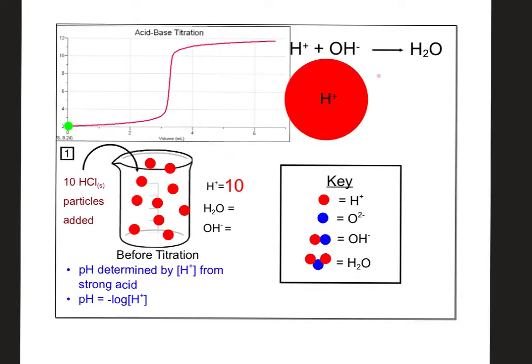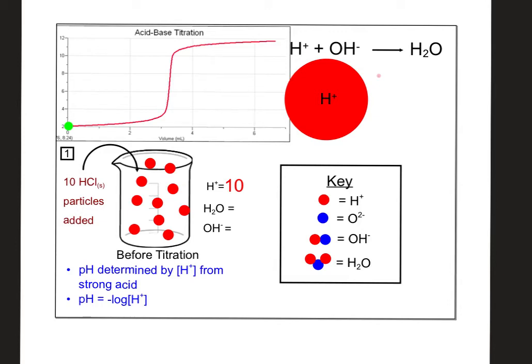All right, so we are going to start with this green dot right here at the very beginning where 0 milliliters of the OH has been added. So this is, remember, volume of hydroxide that's added. This is the pH. So this picture that I want you to draw represents before the titration, before we've actually done anything.